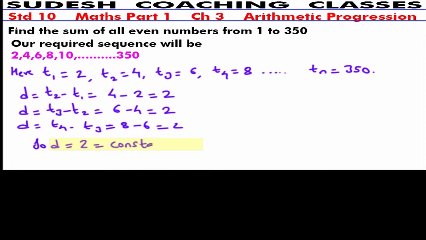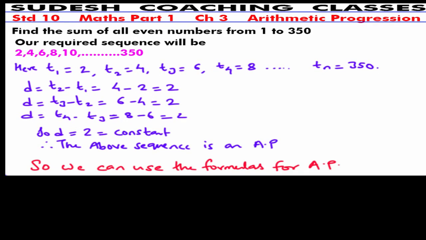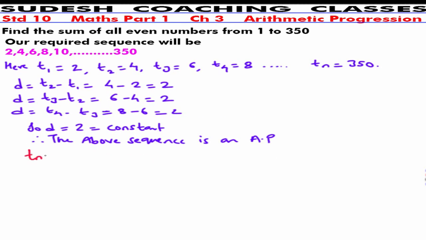So is it an AP? Yes, if D is constant, then the given sequence is an arithmetic progression. And if the given progression is an arithmetic progression, we can use the formulas of arithmetic progression. So which formula? Let's find the first formula. Tn is equal to a plus n minus 1 into d.